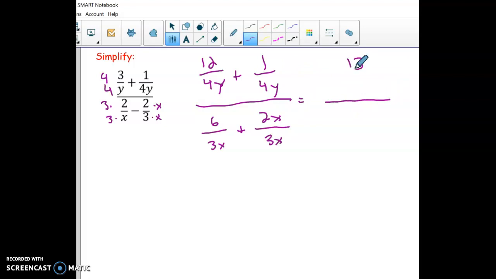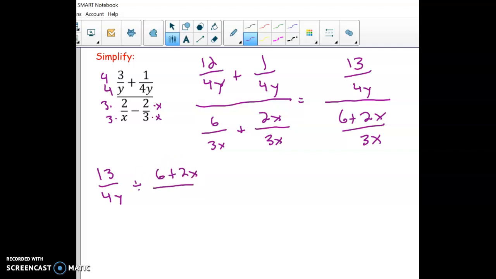So up top I have 13 over 4y. Here I can't really add them, so I'm just going to write it as 6 plus 2x over 3x. And now it's fraction divided by fraction, so I'm going to write it in division form. So like 13 over 4y divided by 6 plus 2x over 3x.